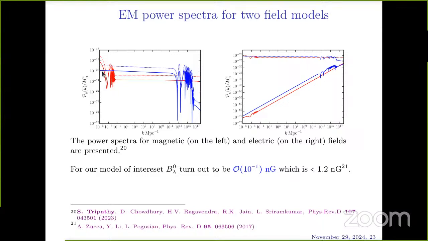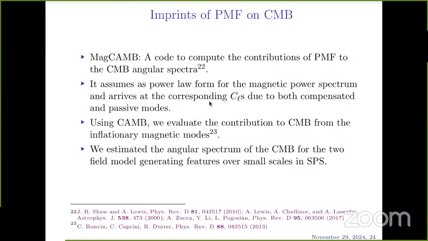So we just used this second model and we have computed the contribution to the CLs due to the compensated and passive modes. These are the two modes which are generated using this MagCAMB code. Just to give a brief idea, what are these compensated and passive modes? The compensated modes are scalar perturbations which are generated after inflation and after neutrino decoupling, while passive modes are the scalar perturbations which are generated before neutrino decoupling. And these two scalar modes are sourced by the magnetic field. So when you give the MagCAMB code the amplitude and spectral index, it can generate these two modes and show how they contribute to the CLs.